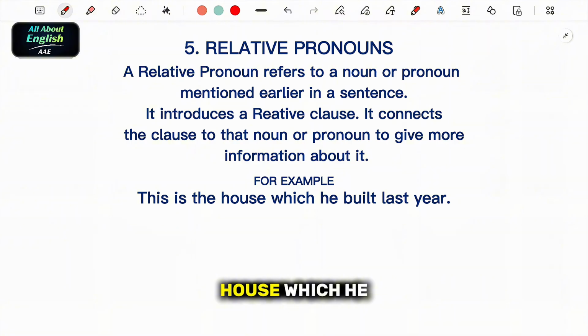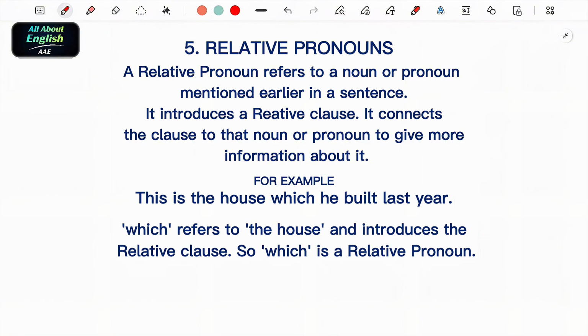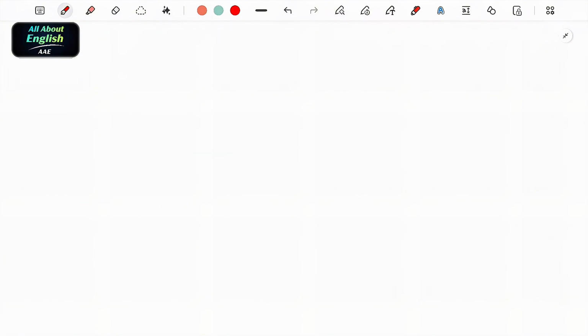This is the house which is built last year. Here, which refers to the house and introduces the relative clause, so which is a relative pronoun. A relative clause is also known as an adjective clause.